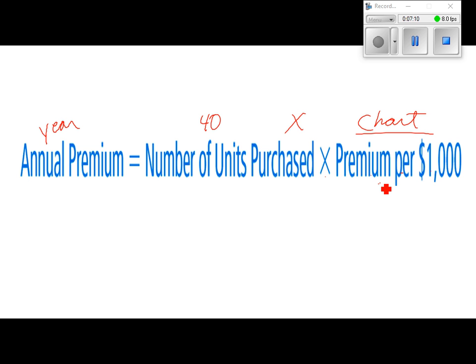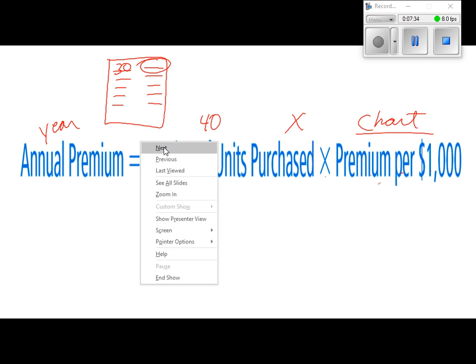It's just like with banks. When we talked about banks, if you go into some insurance place, they probably got a little chart on their wall that is set up so that they know, all right, if they want 30 units, then it's going to cost this much per unit, and so on, depending on your age and all the other things.